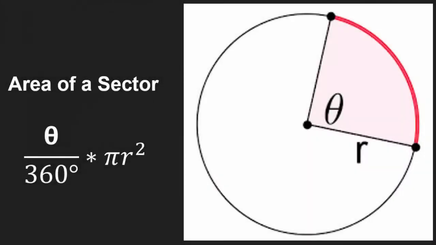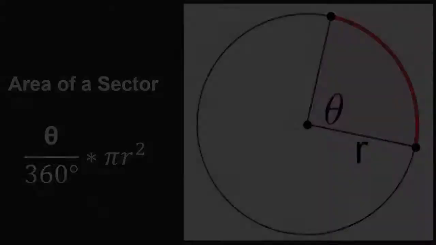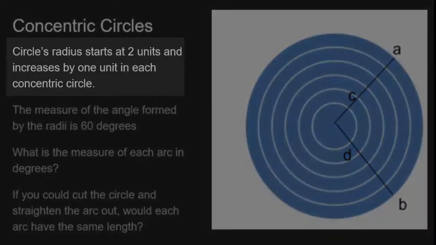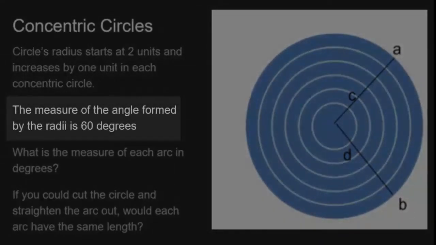The standard also calls for the development and understanding of the formula for the area of a sector of a circle. Again, this portion of the standard will be addressed in video MGSE 9 through 12 G.C.5 Part 2. We could begin this standard investigation using a concentric circle diagram, such as the one on the screen. The circle's radius starts at 2 units and increases by 1 unit in each concentric circle. The measure of the angle formed by the radii is 60 degrees.